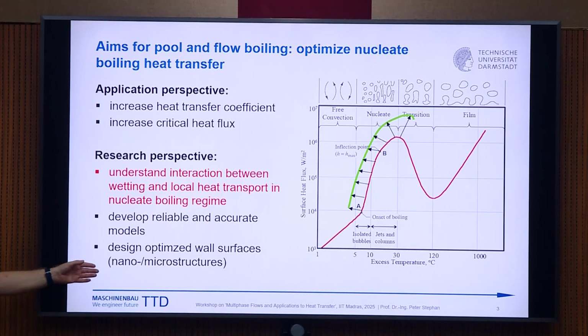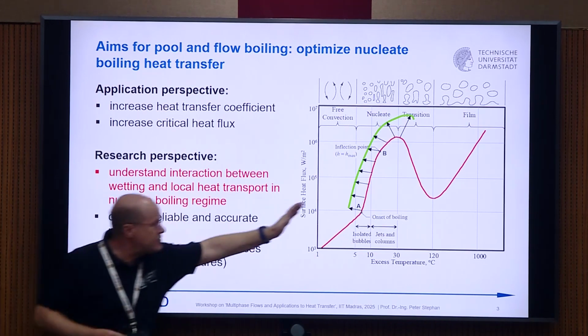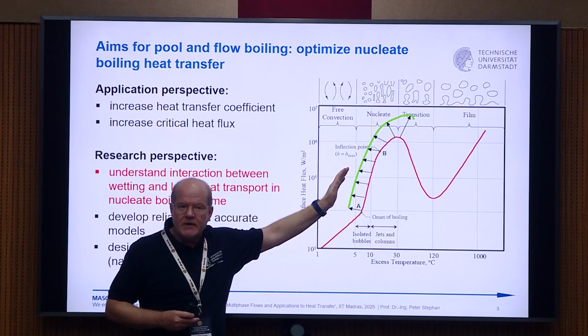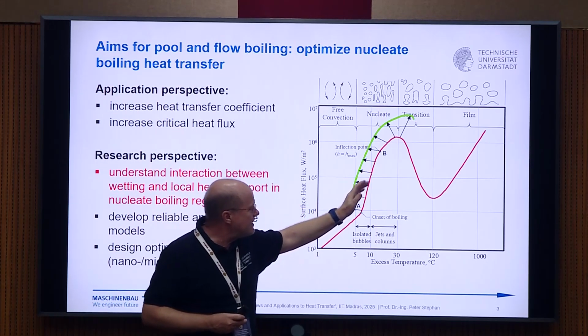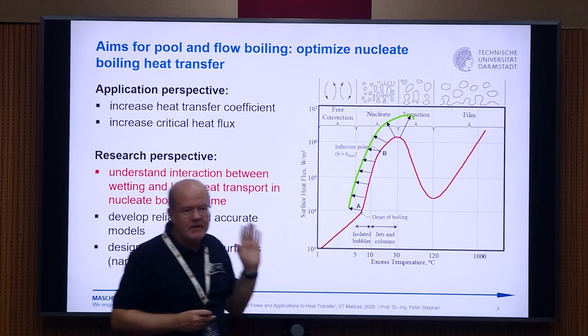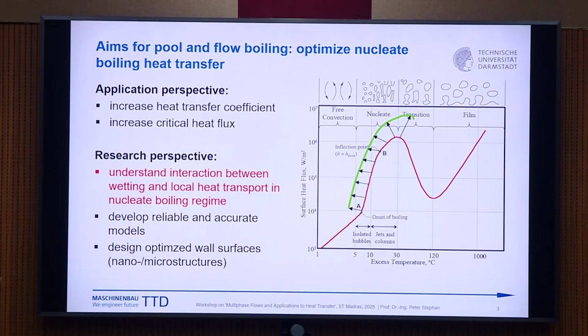Many people are designing nano and microstructures to shift this curve somehow. But if we really want to shift the curve to the left and to the top, then we need to have more knowledge on how to design these micro and nanostructures. I won't go into the design of these nano and microstructures today, but I just want to give you an idea what is behind that, related to the wetting and local heat transfer.